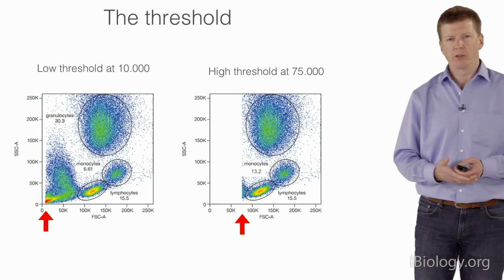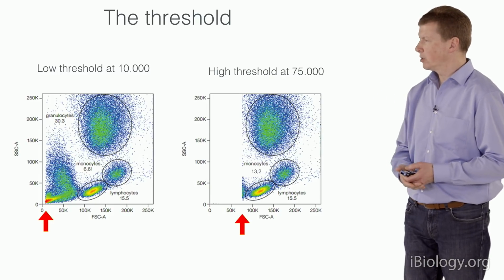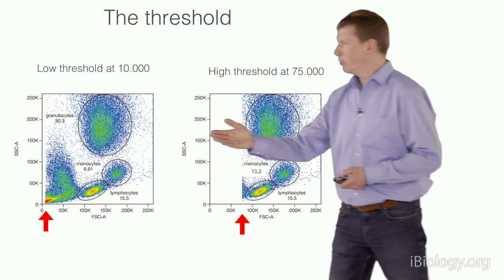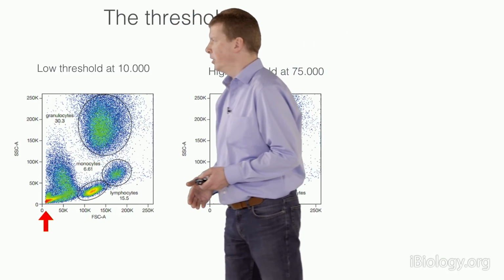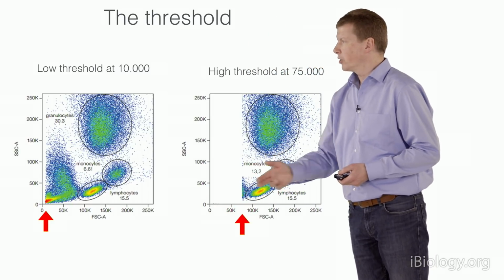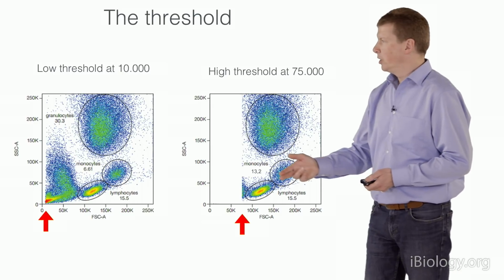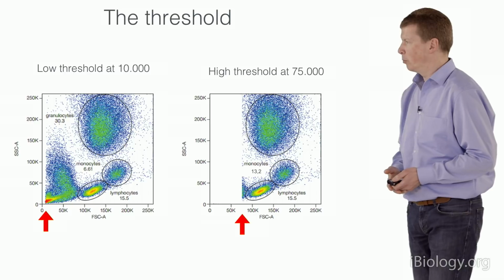Let's come to the threshold. Here are two examples for differently set thresholds. In one situation we have a very low threshold where all the particles can be seen, whereas in the second situation we have a higher threshold, which is then also leading to a higher percentage of the target populations.